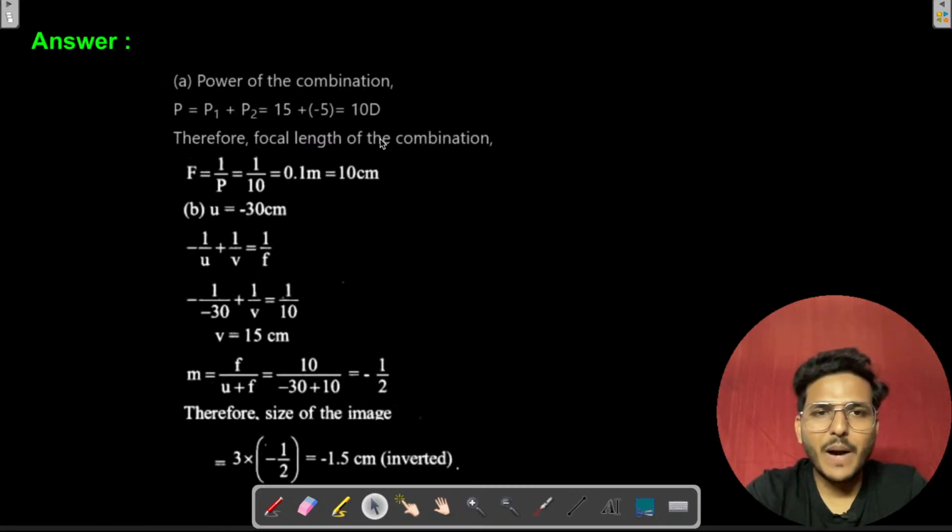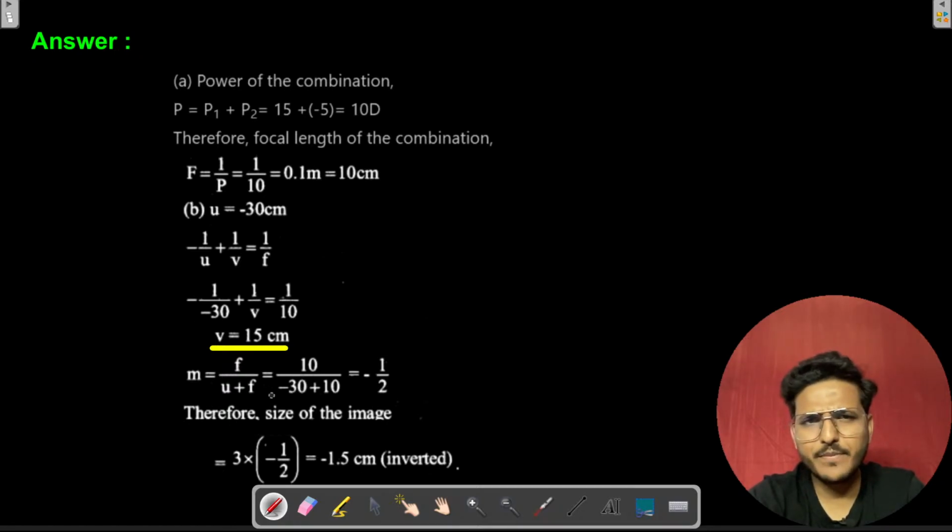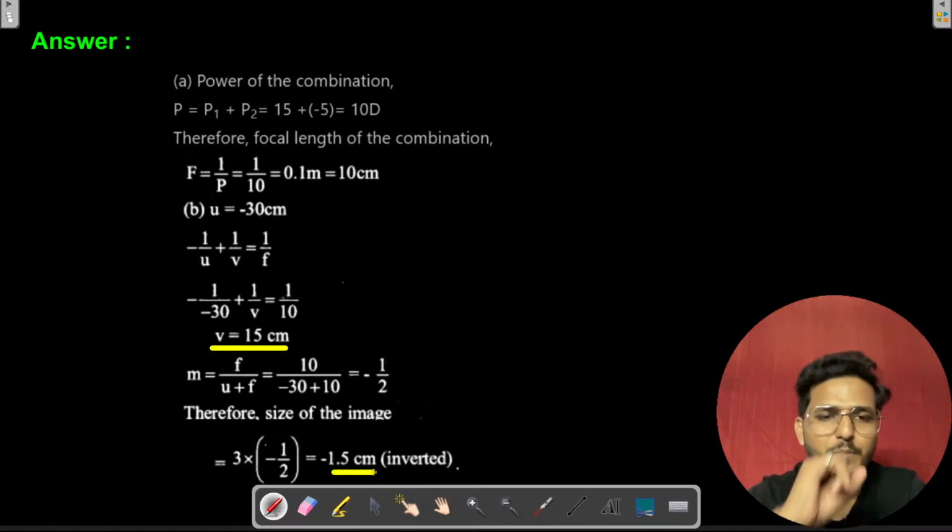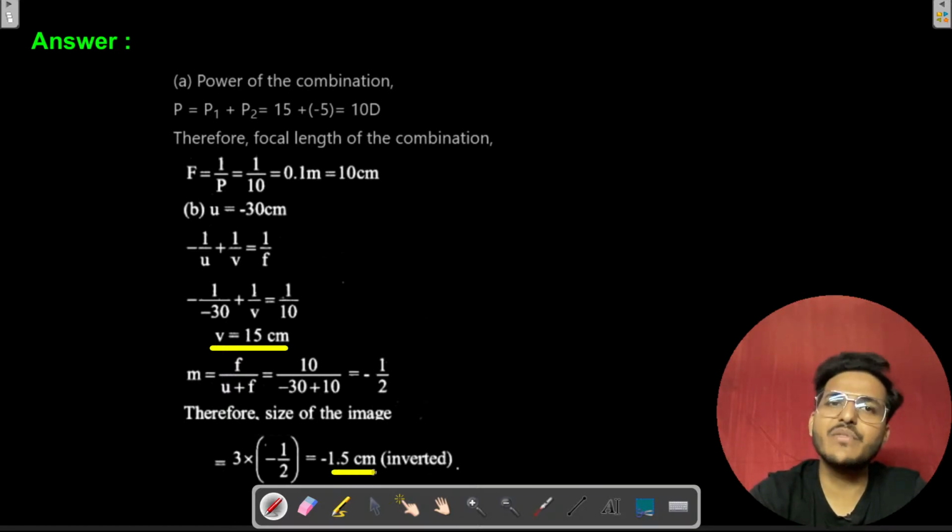So power is 10 diopter. Now using U equals minus 30, 1 upon V minus 1 upon U equals 1 upon F, V equals 15 centimeter. And what is magnification? Magnification equals F upon U plus F, so 10 upon minus 30 plus 10, that is negative 1 by 2. So image size is minus 1.5 centimeter, negative means inverted, and inverted means it's real.